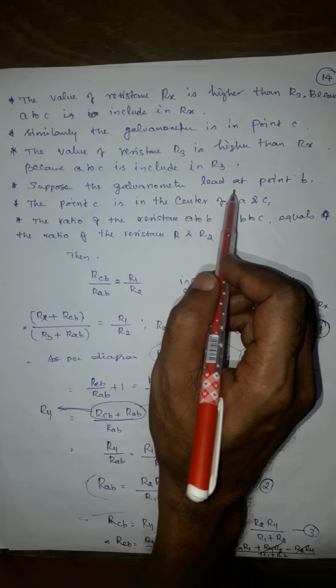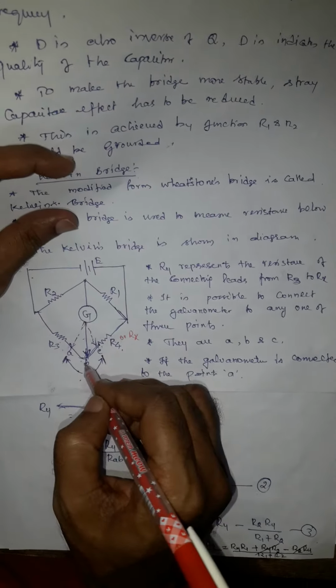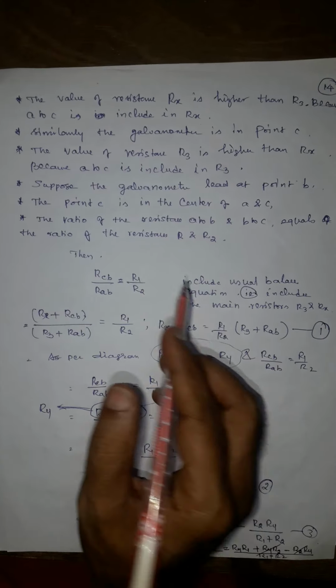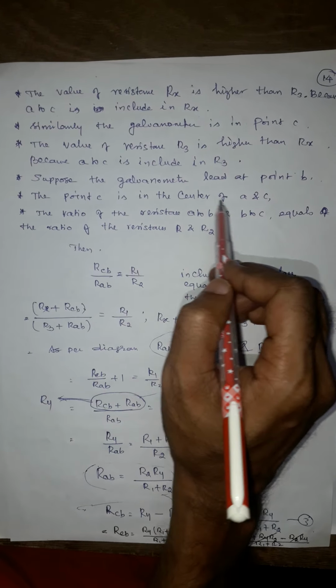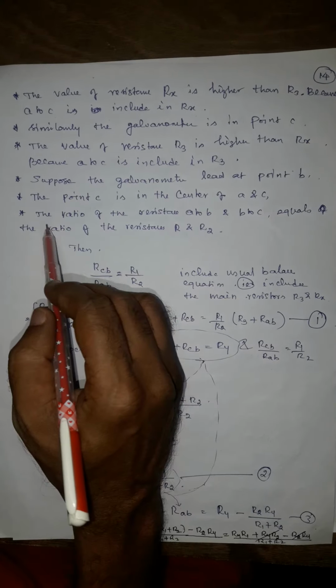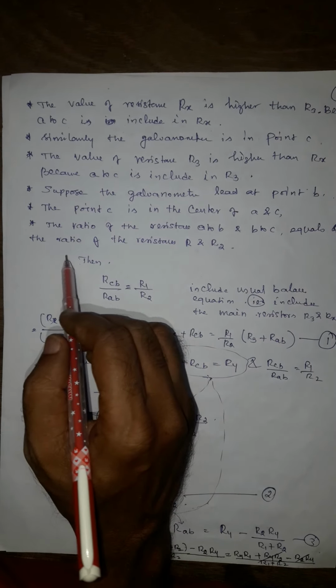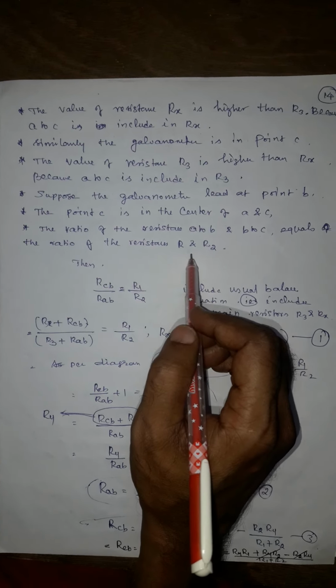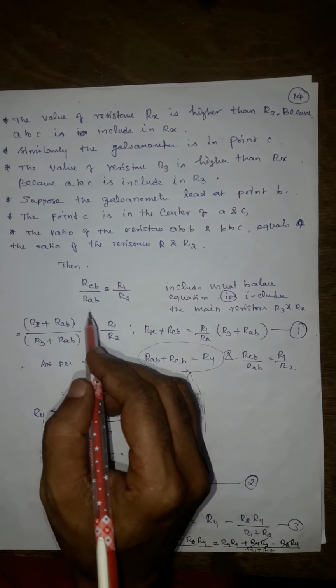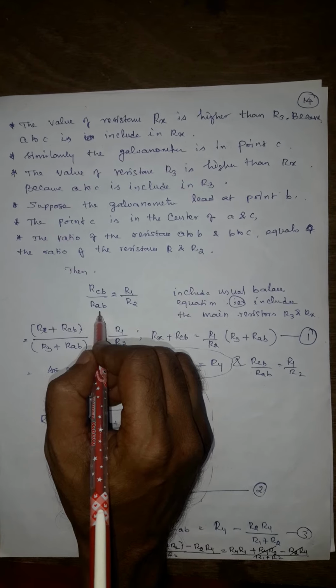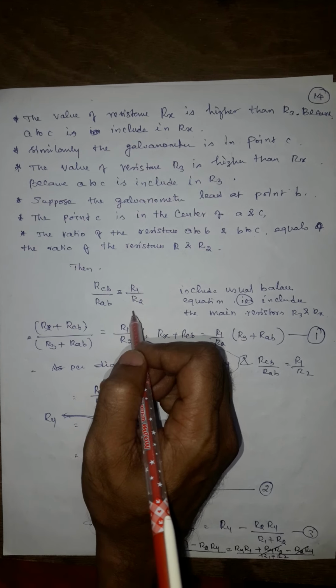Suppose the galvanometer lead is at point B. At point B, it's equal on both sides, that is, point B is at the center of A and C. The ratio of the resistance A to B and B to C equals the ratio of the resistances R1 and R2. Then RCB divided by RAB equals R1 divided by R2.